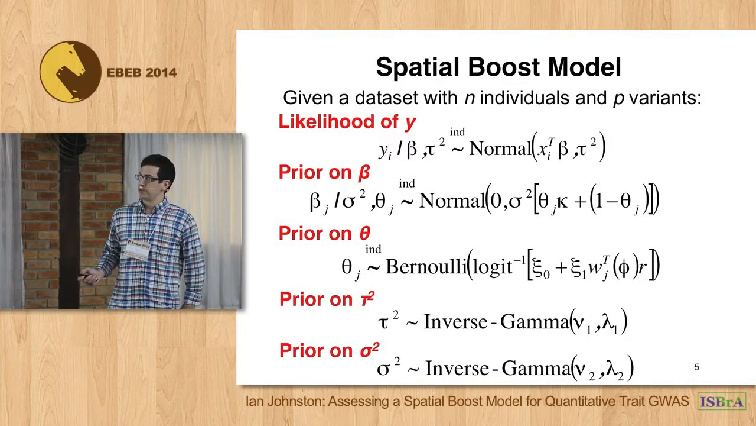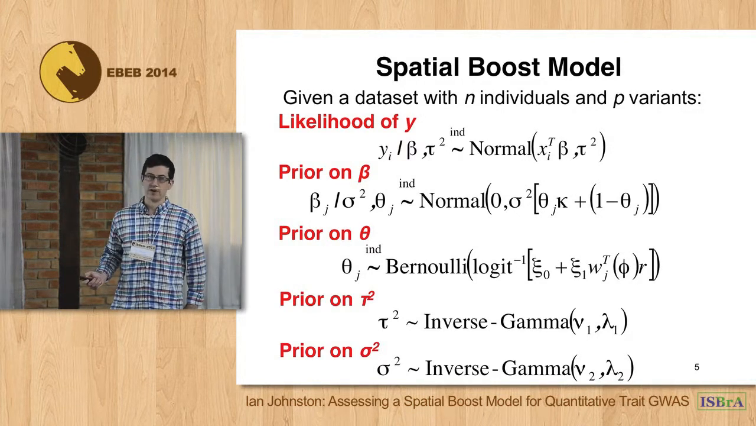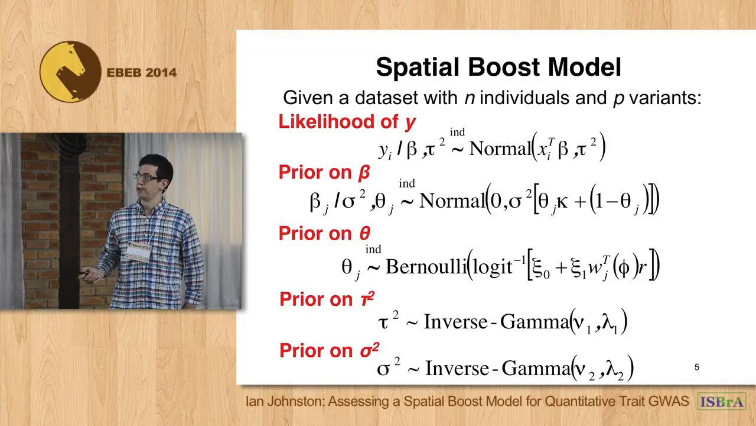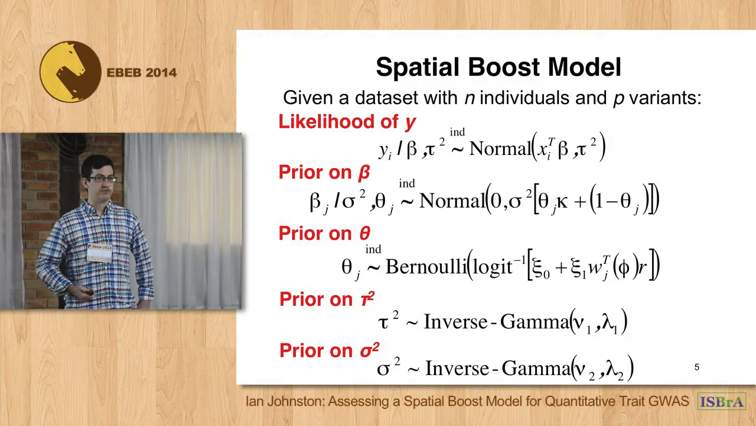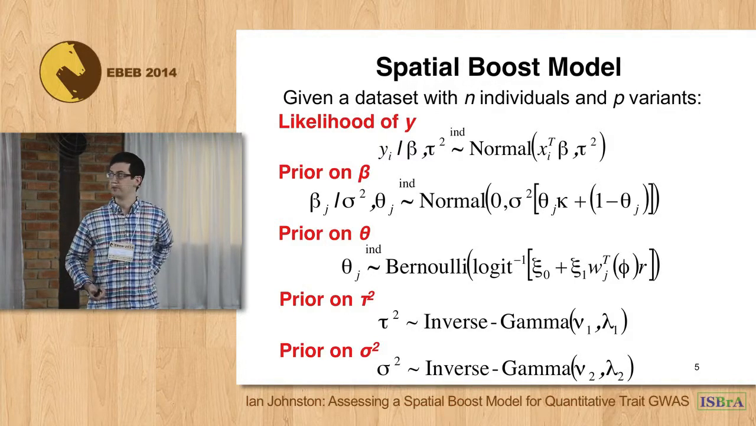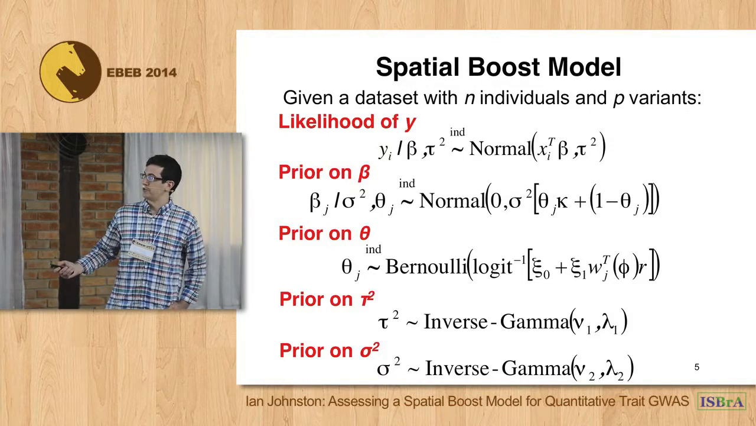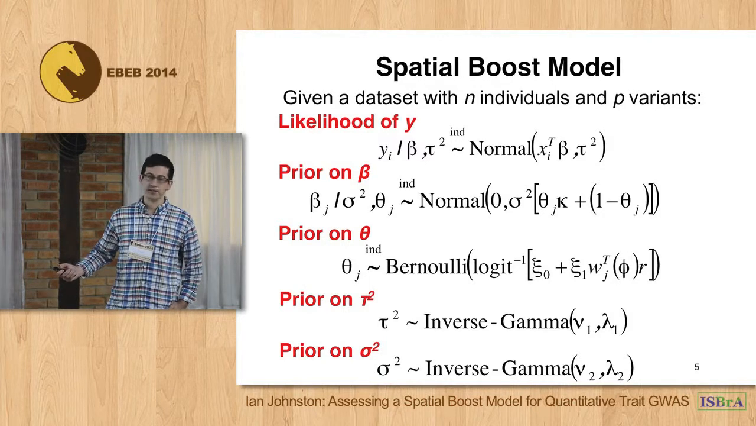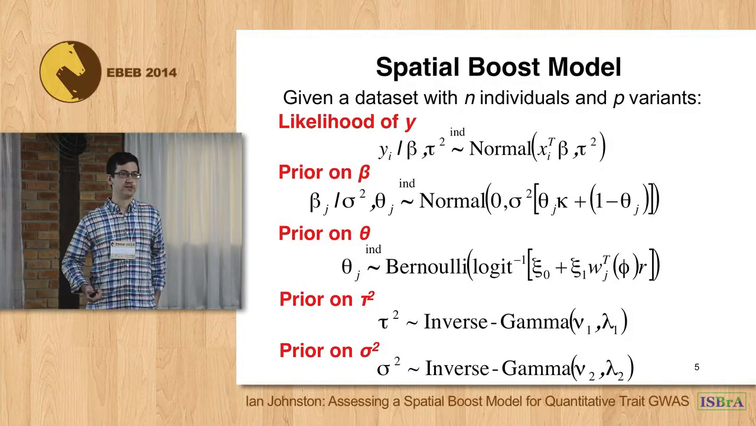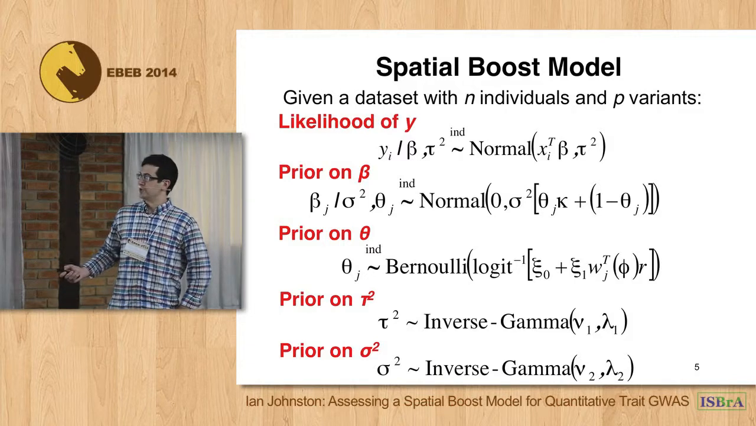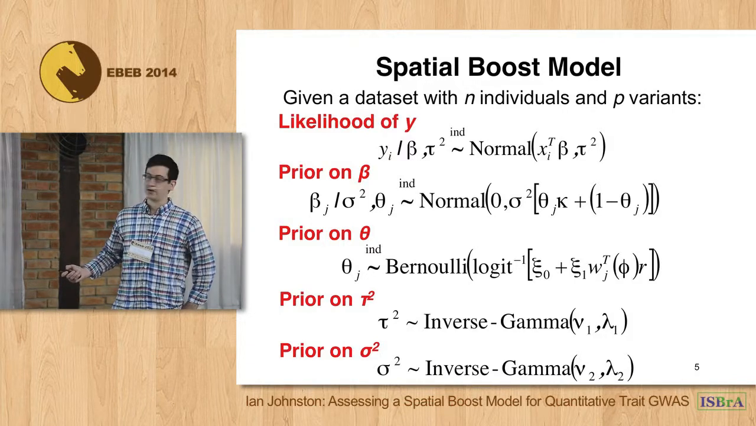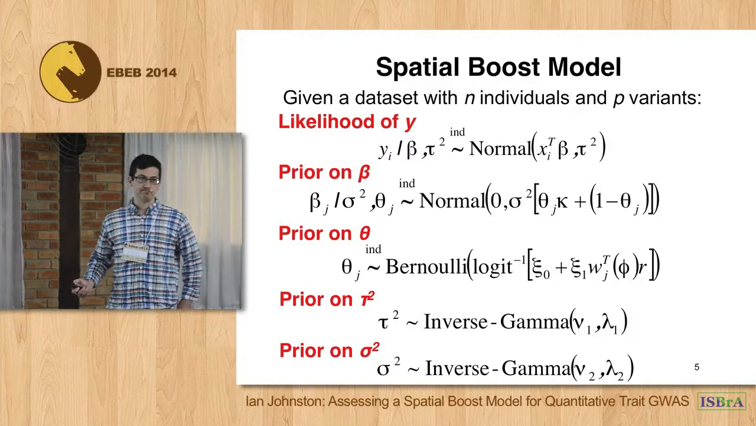We have a continuous spike and slab prior distribution for the model parameters beta j, so conditional on an indicator variable theta j and another variance term sigma squared, the model parameter beta j will have a normal distribution with expected value 0 and a variance equal to this term here. So if the indicator variable theta j is 0, it will mean that the variant is not associated to the trait. And so for the variance term for this prior distribution, this term of kappa drops out, and we're left with sigma squared.